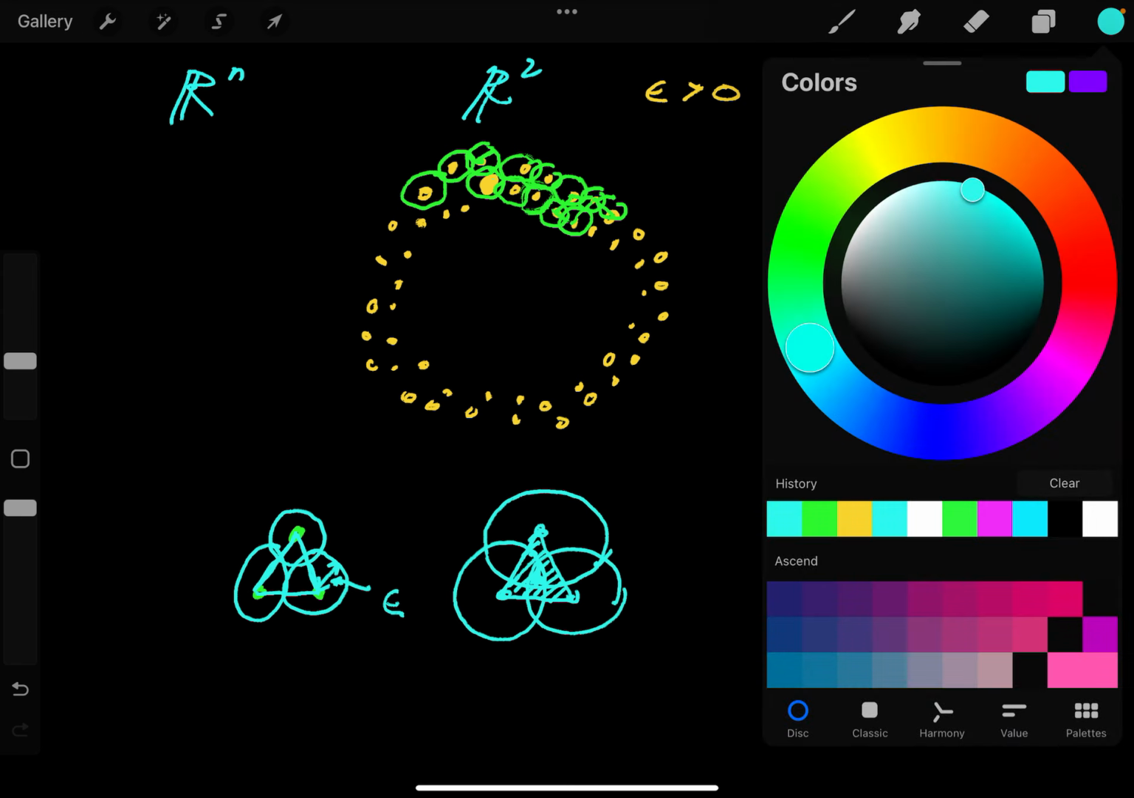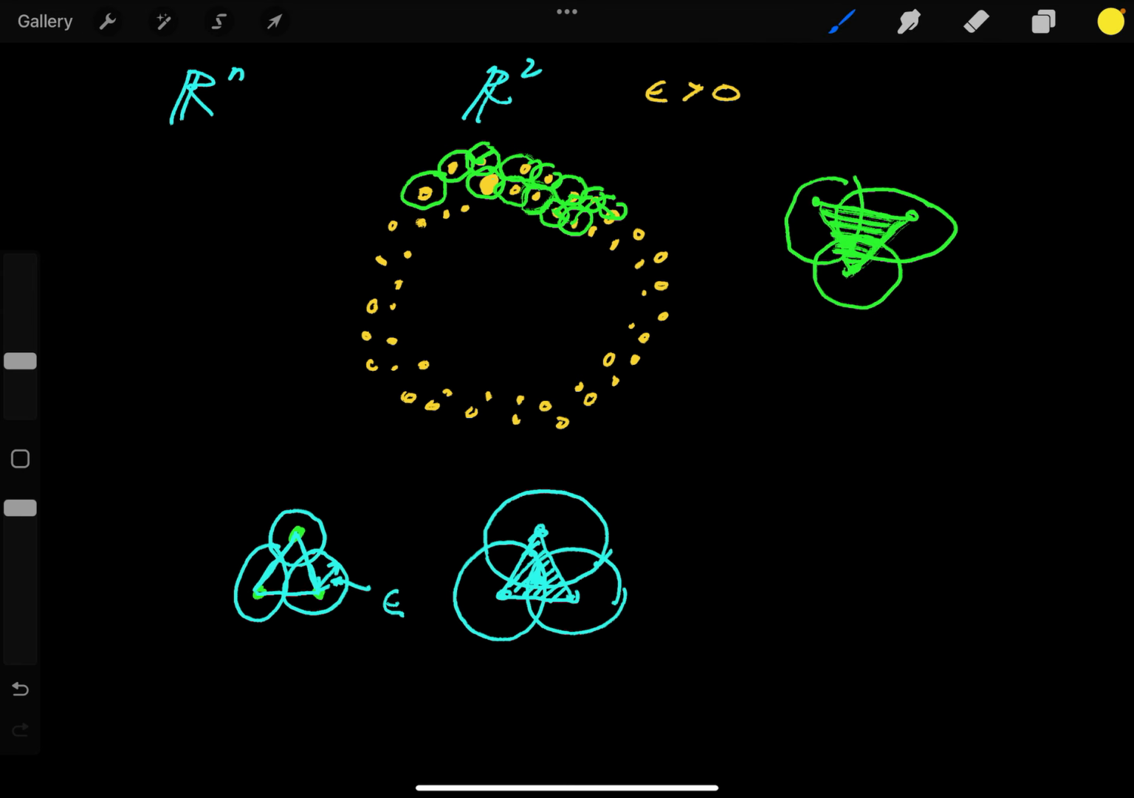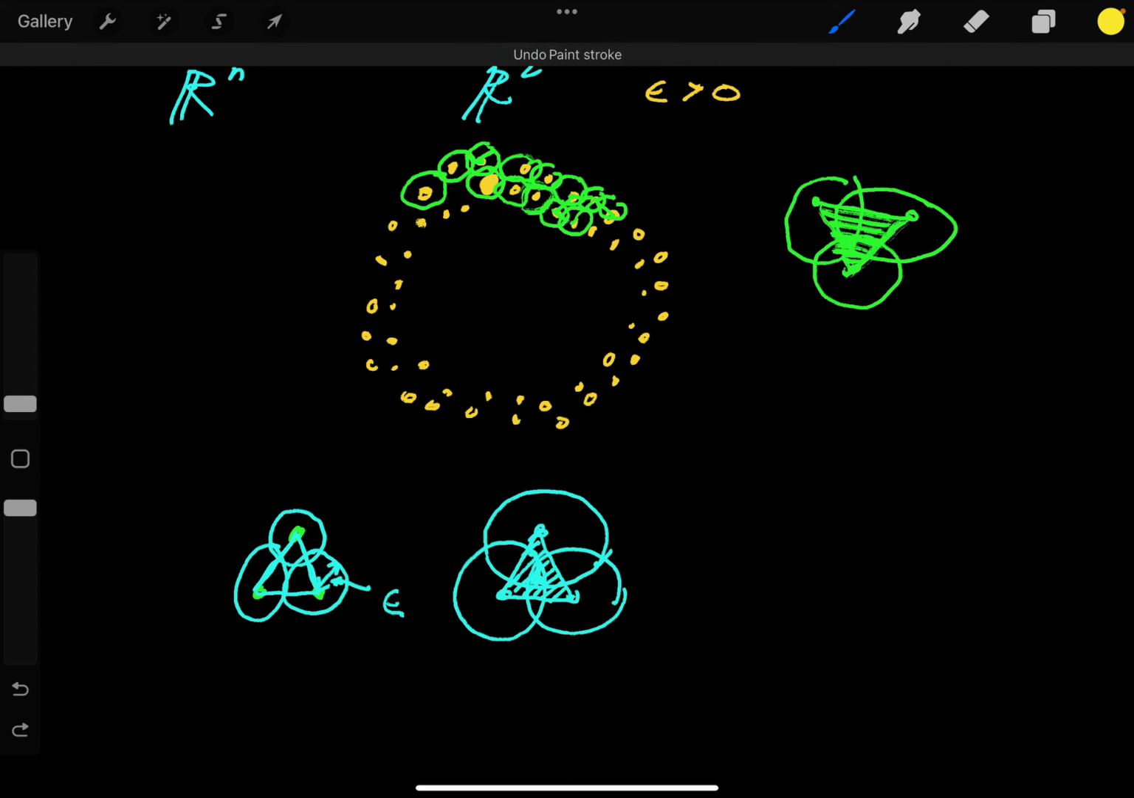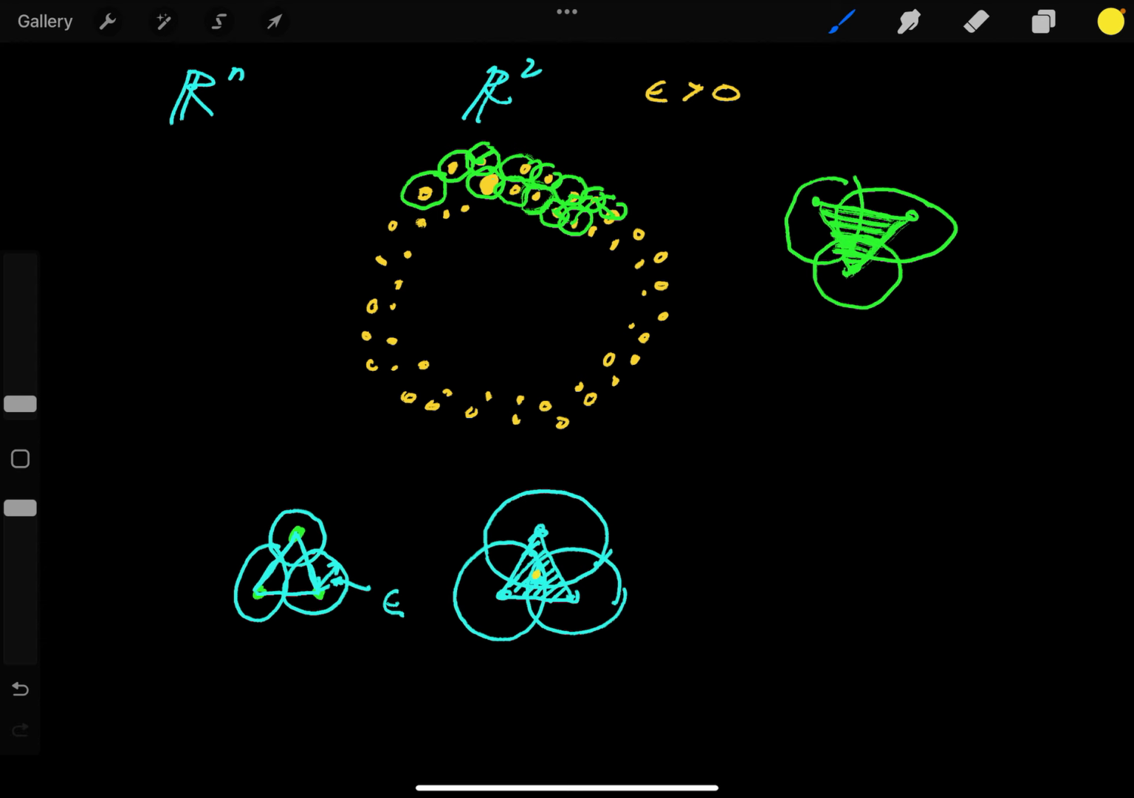If you were to go into higher dimensions, imagine a point up here, and then you drew the sphere around it, and then the spheres all intersected. You would draw the tetrahedron and fill it.